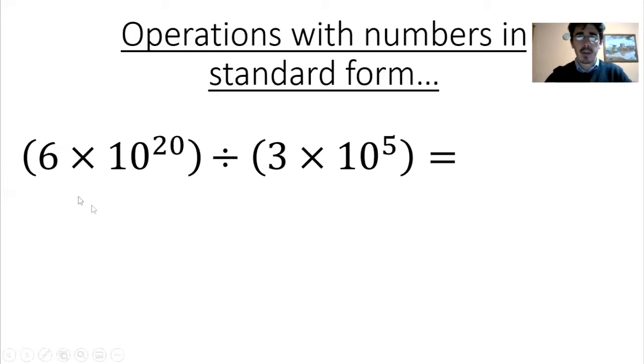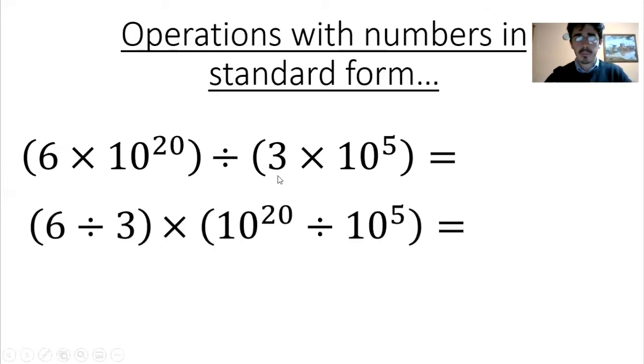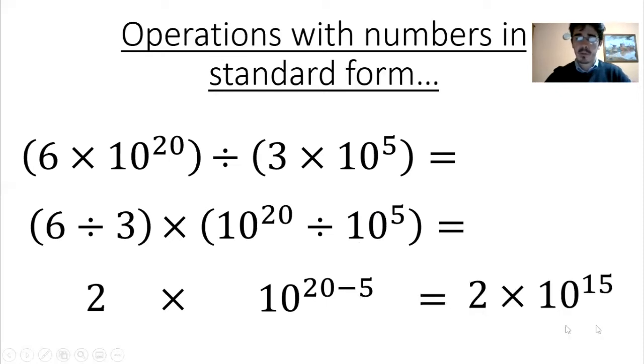We divide first the numbers, 6 divided by 3, and on the other side, we divide the powers of 10, okay? So 6 divided by 3 is 2, and when we have the division between powers of the same base, we make a subtraction here. Do you remember? 20 minus 5. This is also a property of powers that have the same base. So 20 minus 5 is equal to 15, and we have the final answer here.